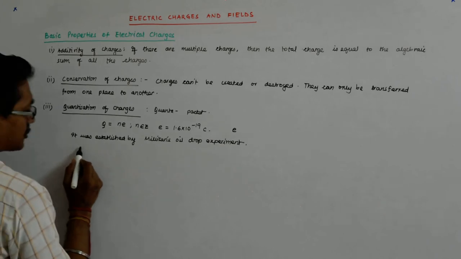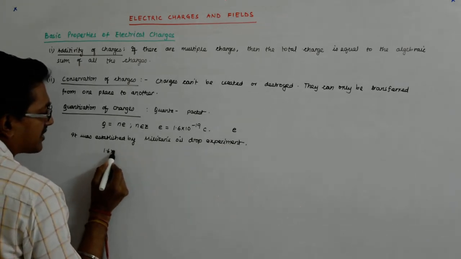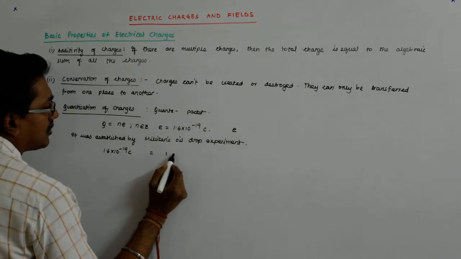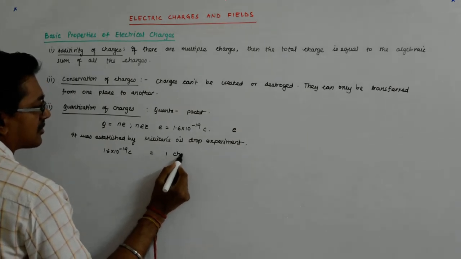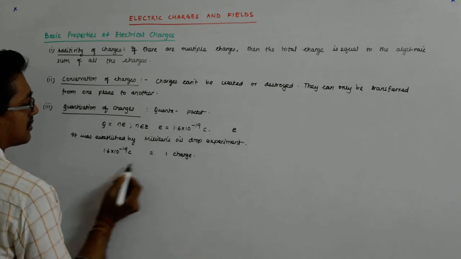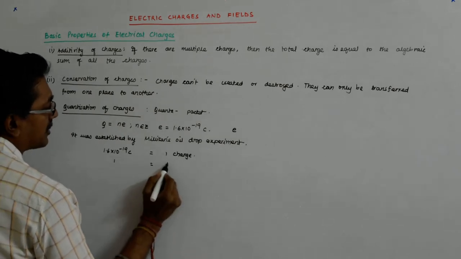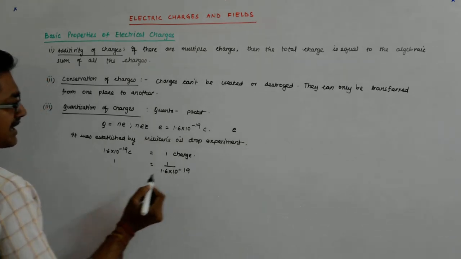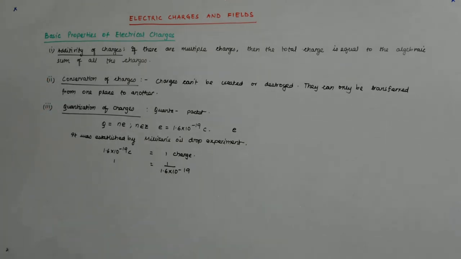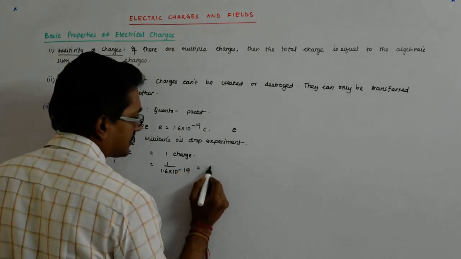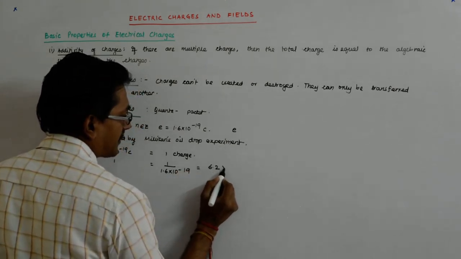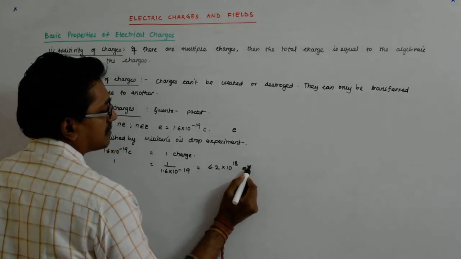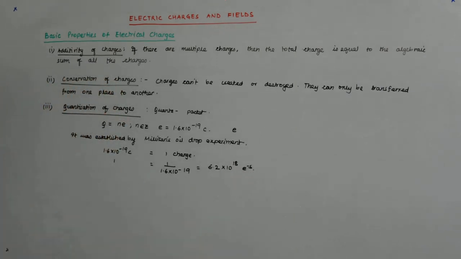Now, 1.6 into 10 to the power minus 19 coulomb is equal to 1 charge. So 1 coulomb is equal to 1 over 1.6 into 10 to the power minus 19, which is actually about 6.2 into 10 to the power 18 electrons or protons.